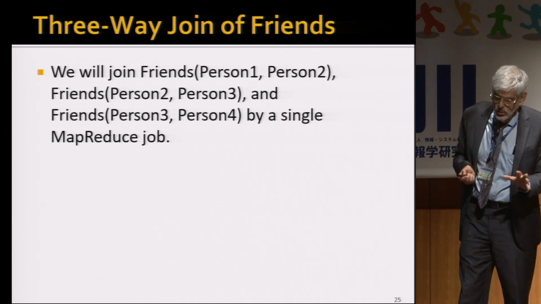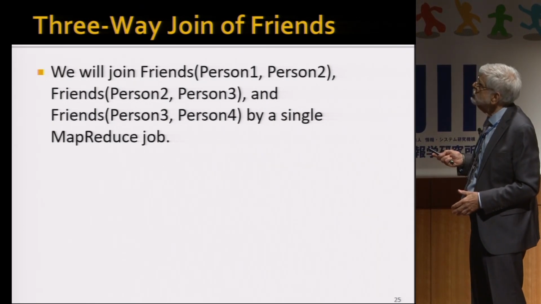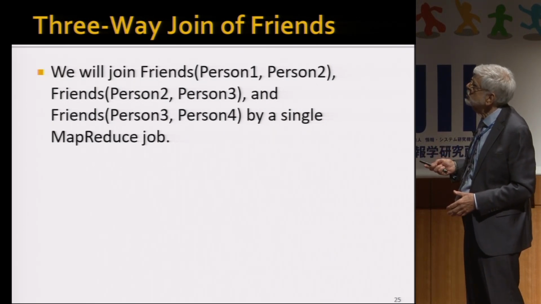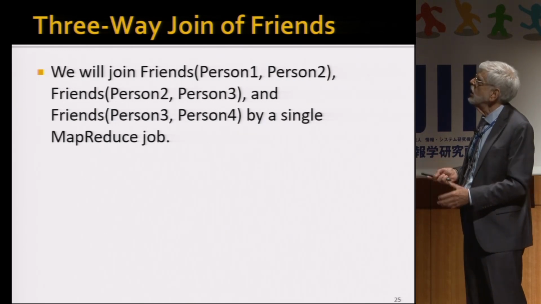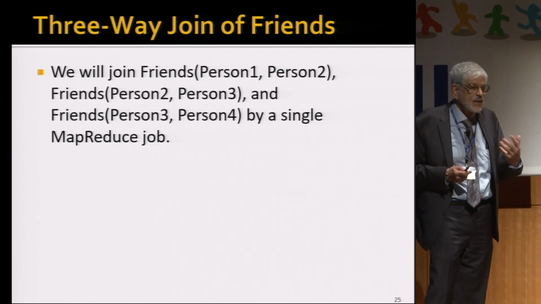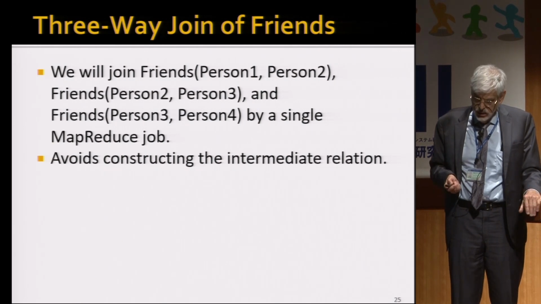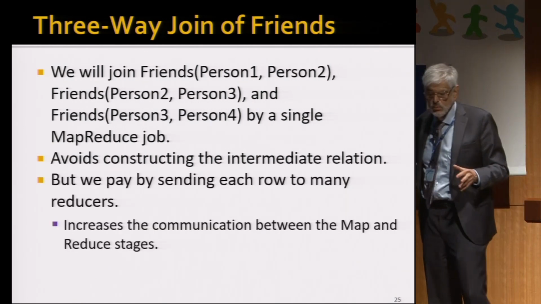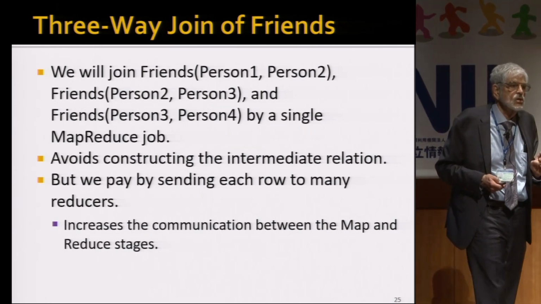So here's the setup. We have 3 copies of friends. I'll call them person 1, person 2, then person 2, person 3, and finally person 3, person 4. And I want to join all 3 of them together in a single MapReduce job. As I said, it's going to avoid constructing that intermediate relation, but there's a cost to this.